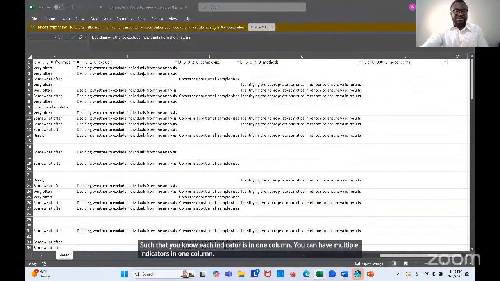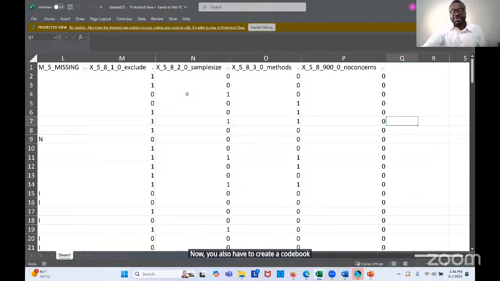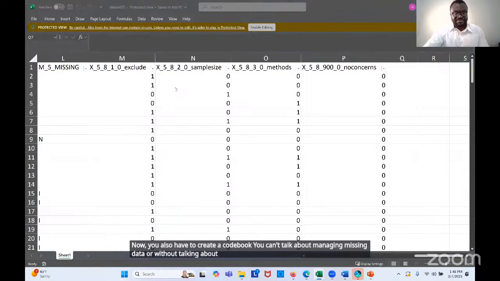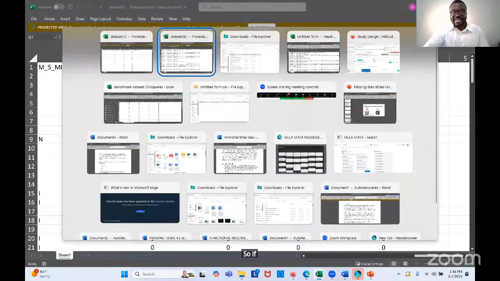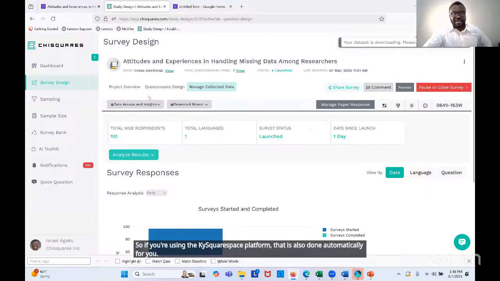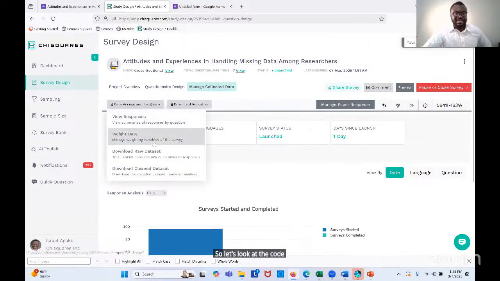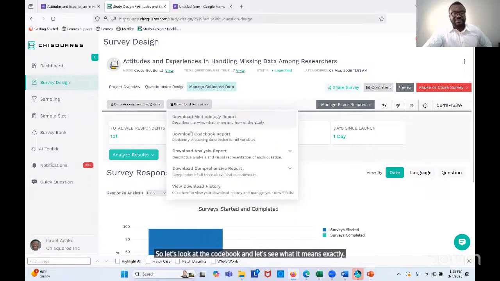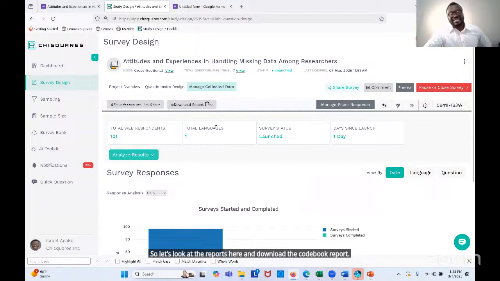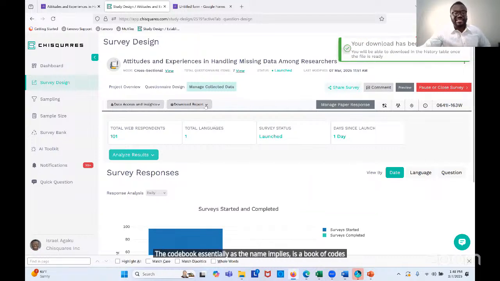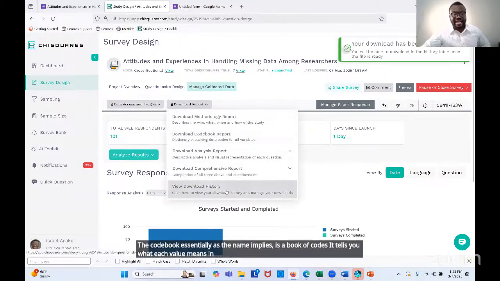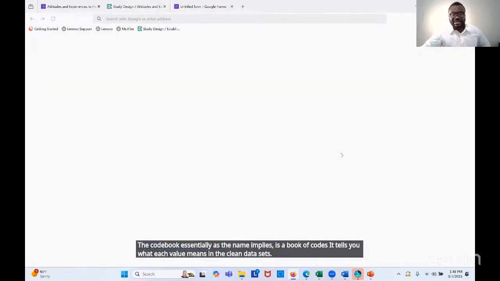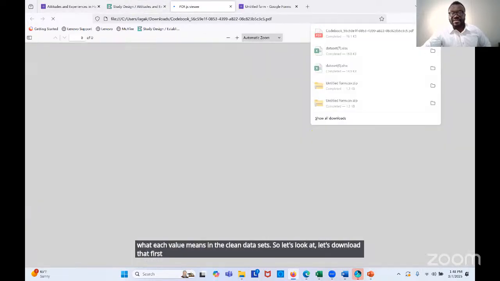Now, you also have to create a code book. You can't talk about managing missing data without talking about code books. If you're using the Chisquares platform, that is also done automatically for you. So let's look at the code book and see what it means exactly. Let's look at the reports here and download the code book report. The code book, as the name implies, is a book of codes. It tells you what each value means in the clean data sets.